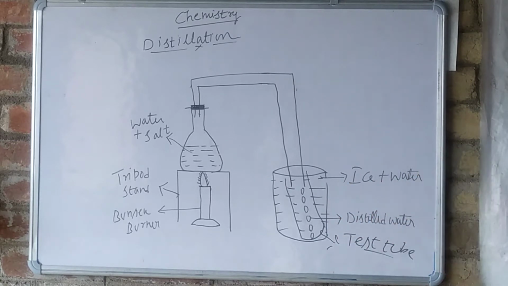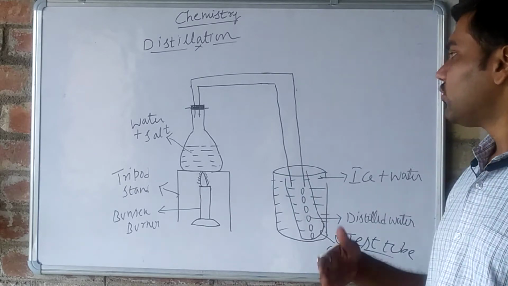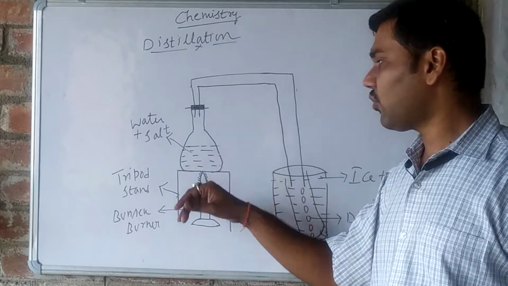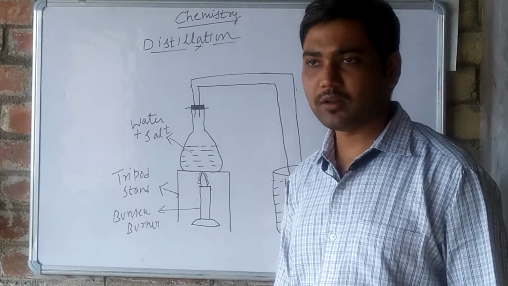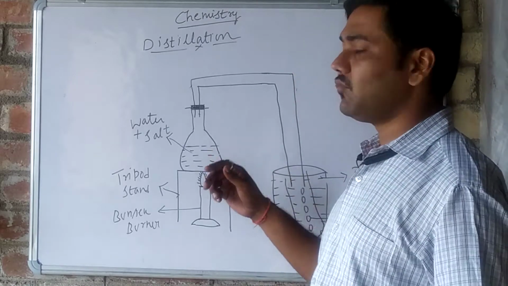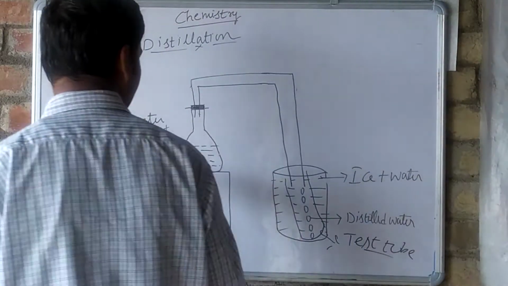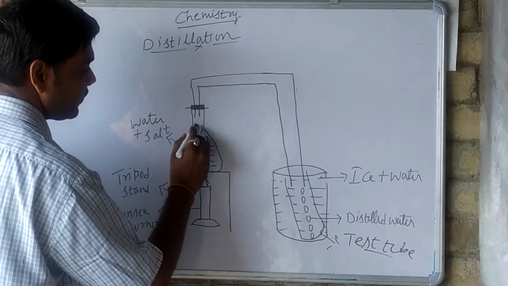So what happens when we heat it with the Bunsen burner? Slowly and steadily, after some time we will see that the water starts evaporating. And when it evaporates, it forms fumes like this.